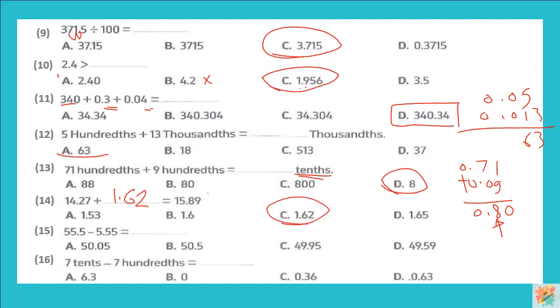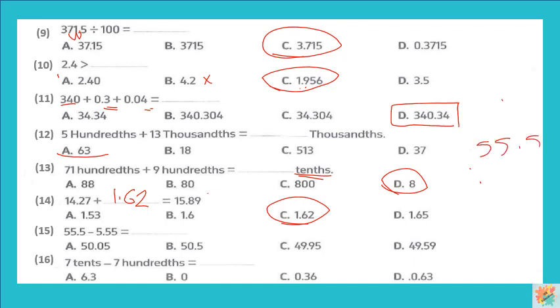The next. If I want to subtract between these numbers in question number 15, how can we do it? Start with me. 55.5 minus 5.55. See what I care about: I write the decimal point under the decimal point.